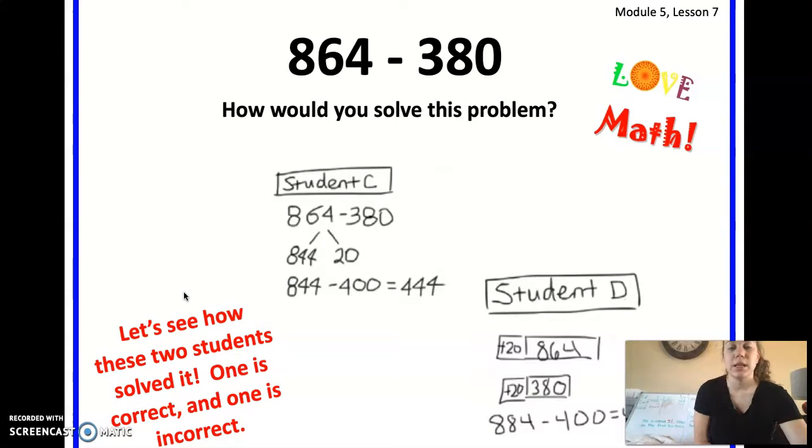It says 864 minus 380. So student C solved it by taking the 20 out. They knew if they took the 20 out, they could add it to 380 to get to the next 100, which was what? 400.